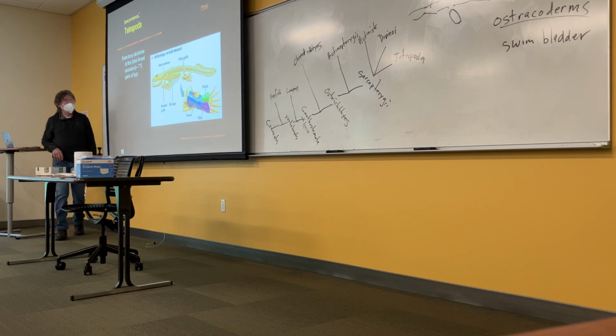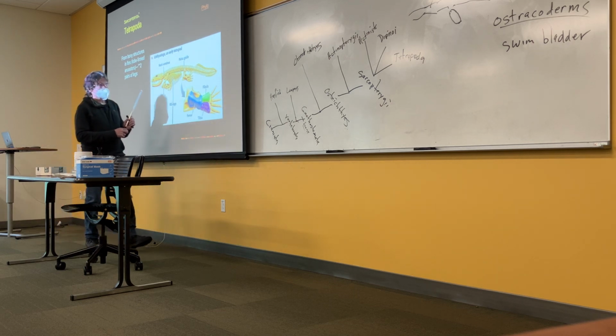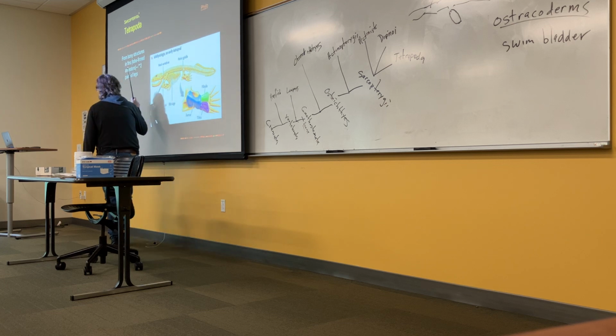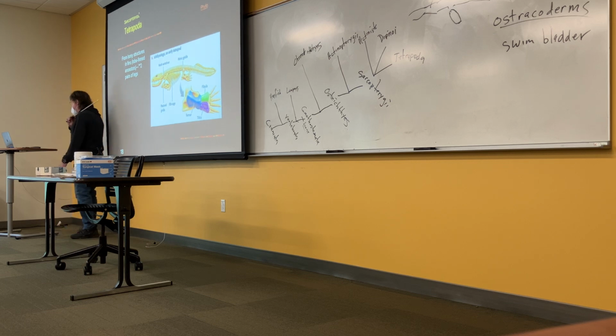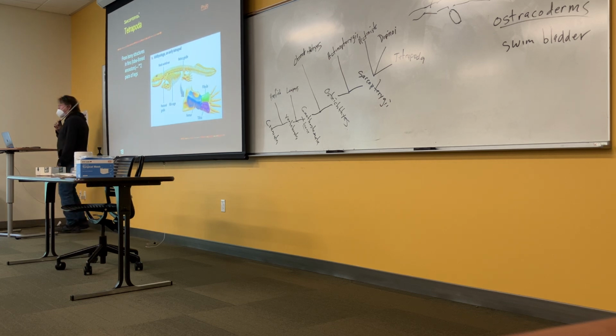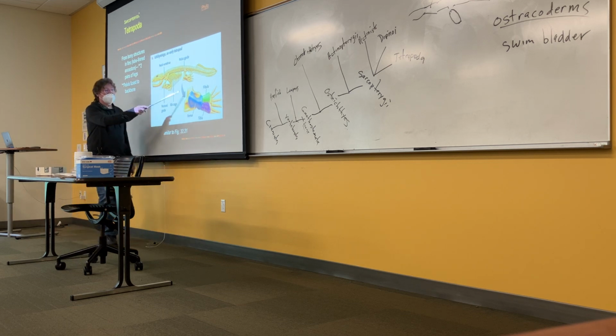So, tetrapoda. There are several apomorphies here. The fins, they're derived from lobe fin ancestry, obviously, but these now function as legs instead of fins. They are terrestrial. Furthermore, leaving the water created a problem.